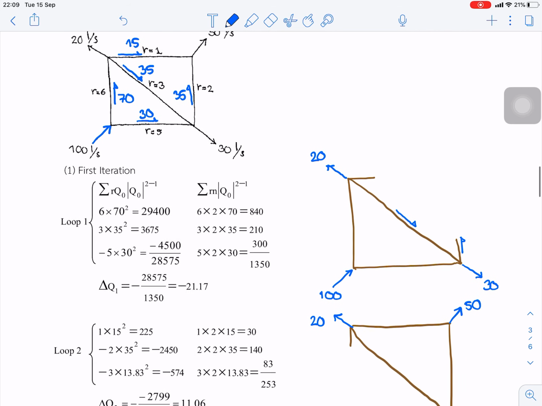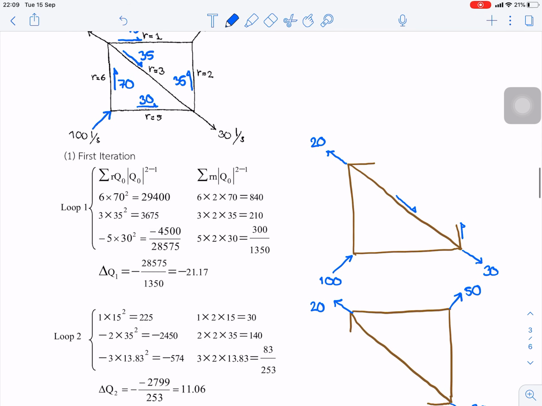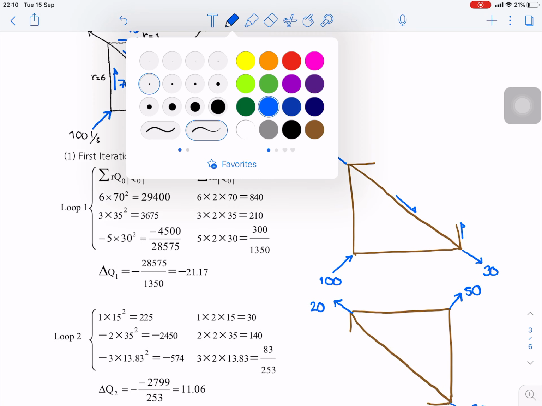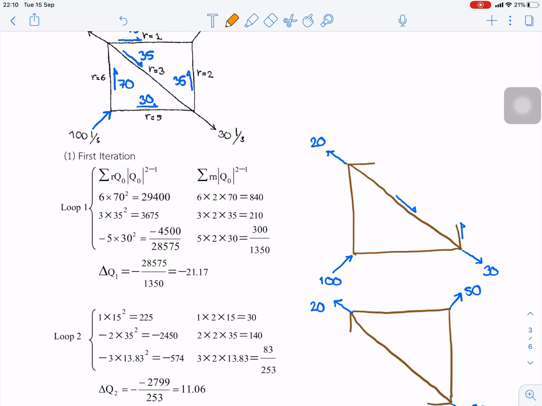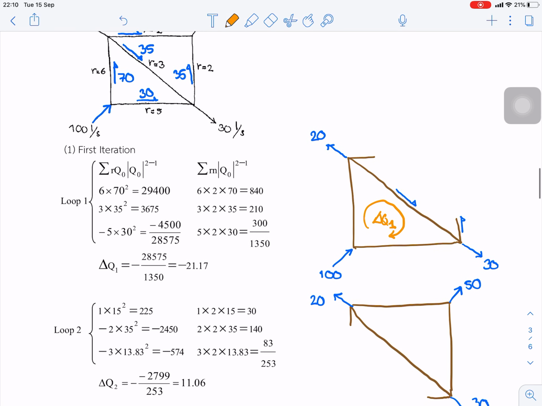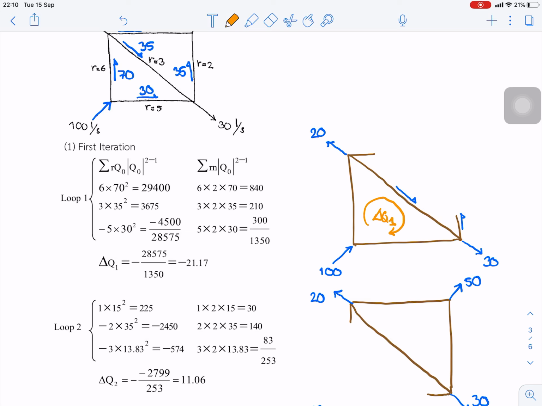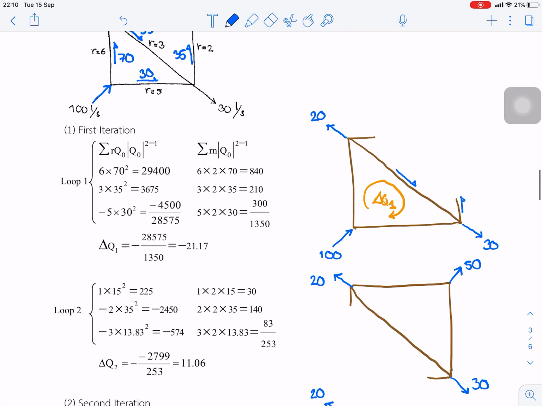Okay, next we do the first iteration for the first loop. We assume this is the flow direction for delta Q1, for the correction of the Q. So based on the first loop, starting from here, we write the assumed flows: 70, 30 and 35.